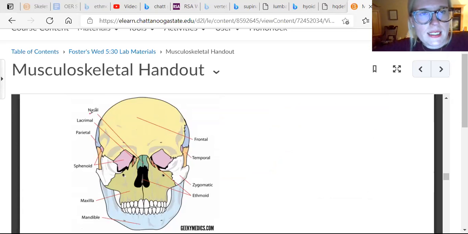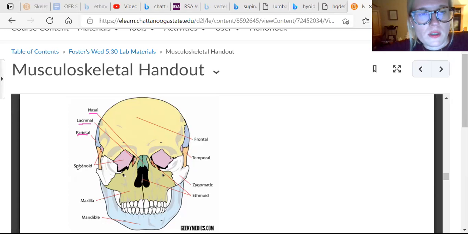Okay, so nasal bone, afraid if I draw on the image, I'm gonna mess it up, but the nasal bone is here in the blue. You do have lacrimal bones, just like you learned about your lacrimal gland that produces the tears. You have a little bit of bone on the inside. It's a lacrimal bone. Parietal bone, which you know the lobes.